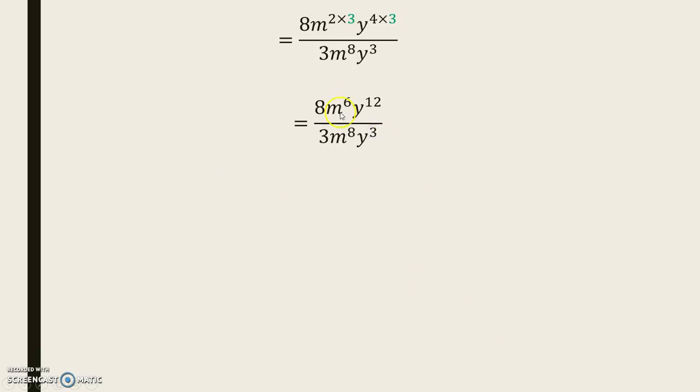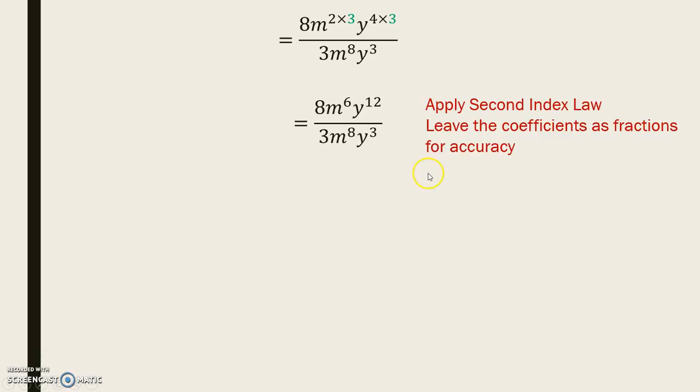So if we evaluate that, we get 8m to the 6, because 2 times 3 is 6, 4 times 3 is 12, so we get y to the 12. And now we can divide using the second law. So 8 divided by 3, leave that as a fraction. You can't evaluate that as a nice neat decimal. It's going to be 2 2/3, or 2.6 recurring. Neither of those really work very well. They're not overly useful to us. So we leave that alone.